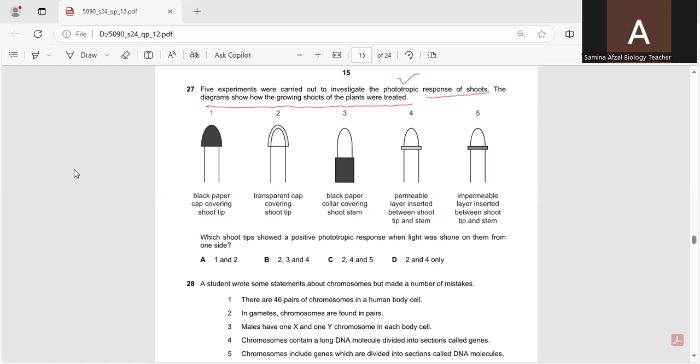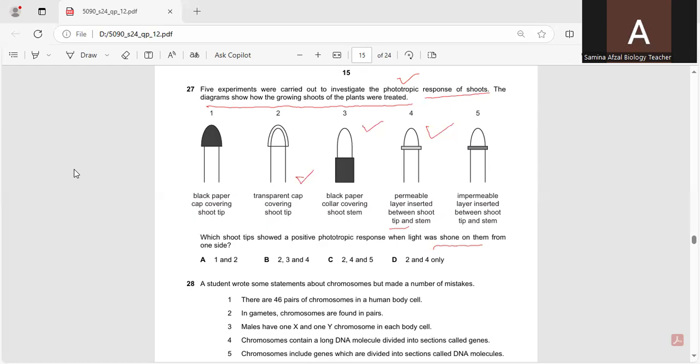In 1, a black paper cap is covering the shoot tip, it was covered with the black paper. In 2, a transparent cap, and in 3, the tip is free from anything. It is not covered. In 4, a permeable layer is inserted between shoot tip and stem, and in 5, an impermeable layer is inserted between shoot tip and stem. So which shoot tip shows a positive phototropic response when light was shone on them from one side?